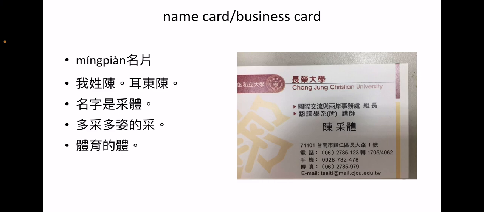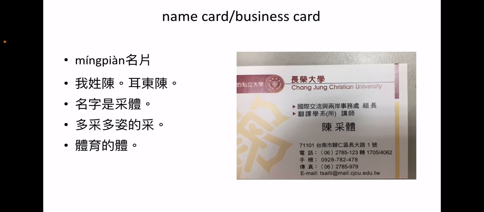Okay, and here, if I may, you may have noticed that the same Chinese pronunciation can mean so many different Chinese characters. So, in order to avoid confusion, we always add a little bit more information to explain what our Chinese characters are. For example, 我姓陈，耳东陈。耳 means ear, 东 means east, because 陈 can be divided into two parts, the ear and east. 名字是彩体，多彩多姿的彩，体育的体。It may be a little bit too complicated, so, you know, forget about it. Or if you really want to know, I'll explain to you in class.